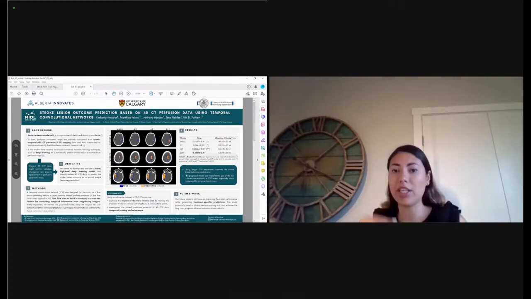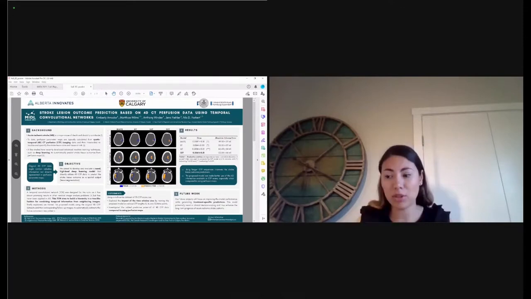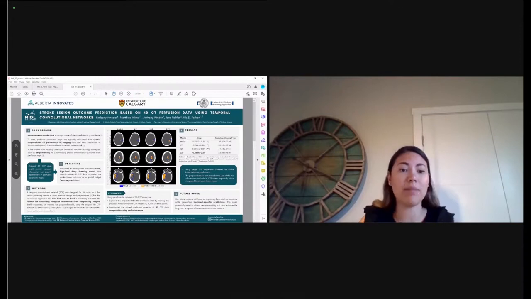So a few deep learning models have been recently developed to predict the stroke lesion outcome from these pre-computed perfusion maps. However, training a model on the raw 4D CT perfusion data instead might be desirable, as this information could contain a lot more valuable data that is simply not represented in perfusion maps.